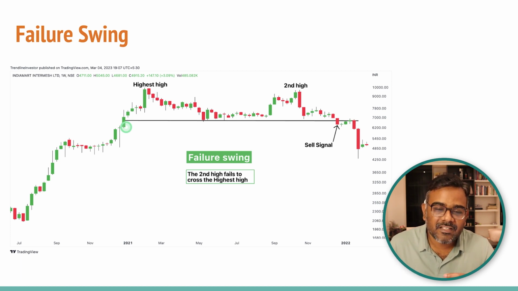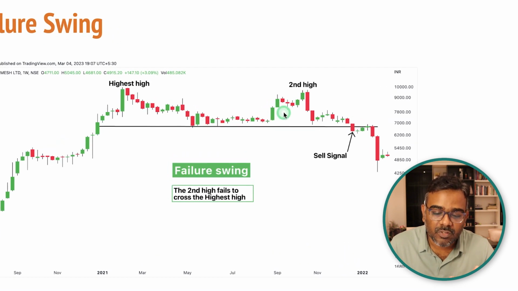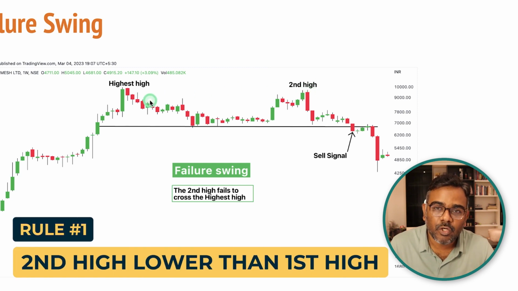For a failure swing setup to form, the first thing the stock has to do is be in an uptrend, because remember, all these three setups are for finding when a stock has made a top and when it's going to reverse. So the stock has to be in an uptrend. India Mart has been in an uptrend, and then the stock has to make a peak, a highest high, and then start correcting. Before the stock goes down, it has to form another high, but this high has to be lower than the previous high. That's the first rule.